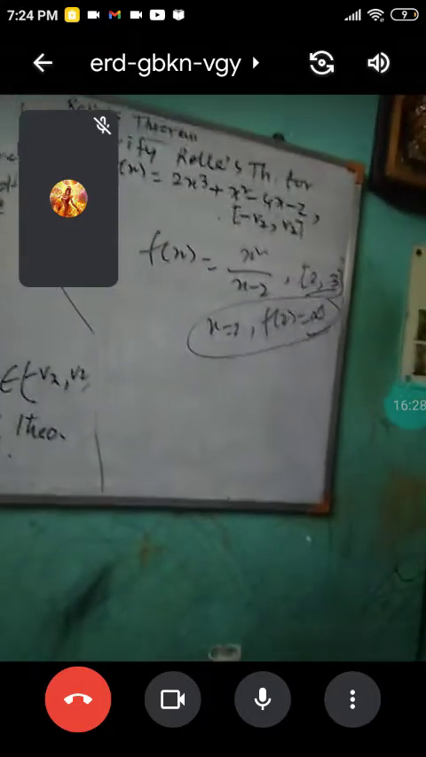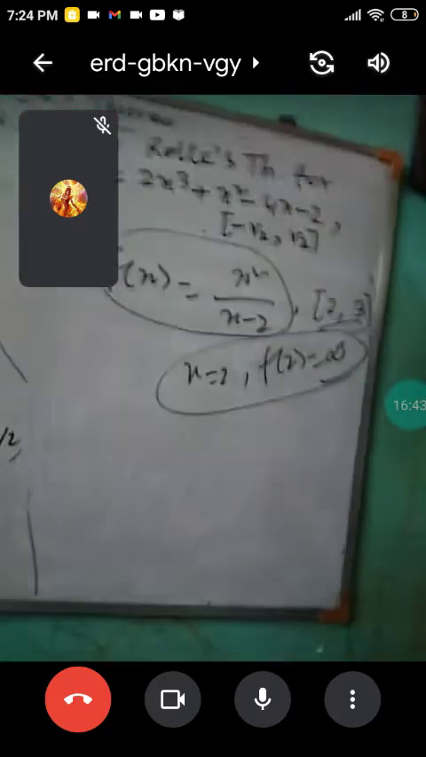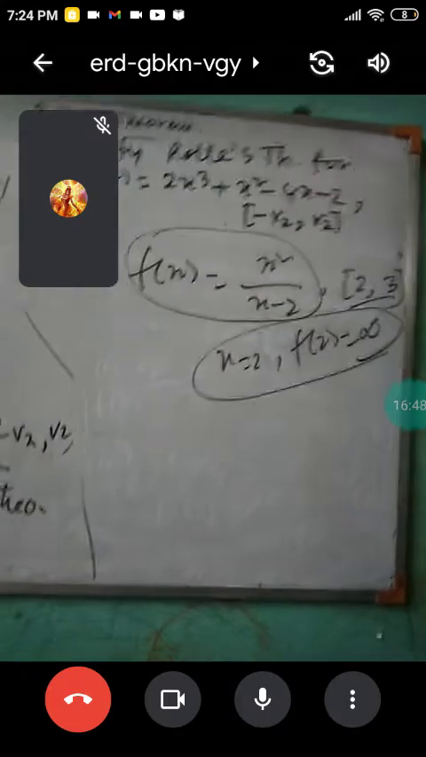That means f x does not exist on this interval, because if we put x equal to 2, we are not getting a particular value, so it is not continuous. That means there is a violation of the first condition. I already told you, if one of the three conditions is violated, then we can't say Rolle's theorem verified. So in this interval this function does not verify Rolle's theorem, because it is not continuous: if we put x equal to 2, we get infinity.